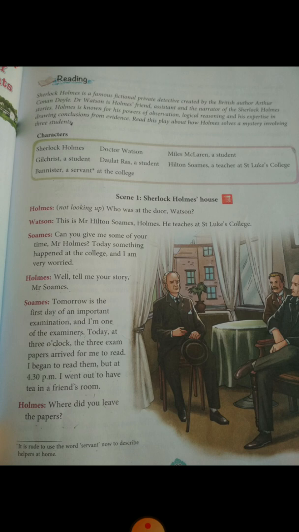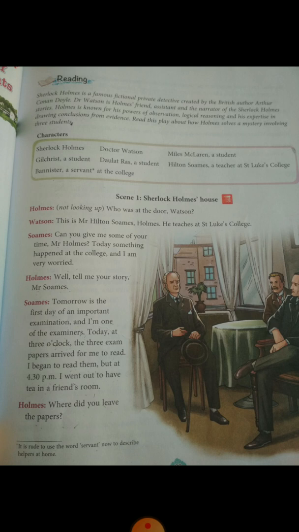So in this chapter there are some characters, as you can see. Number 1, Sherlock Holmes. Number 2, Dr. Watson. Sherlock Holmes is a private detective and Dr. Watson is his assistant and his very best friend. Number 3, Miles McLaren, a student. Number 4, Gilchrist, a student. Daulat Ram, a student. Hilton Soames, a teacher at St. Luke's College. Bannister, a servant at the college. So these are the characters of the story.